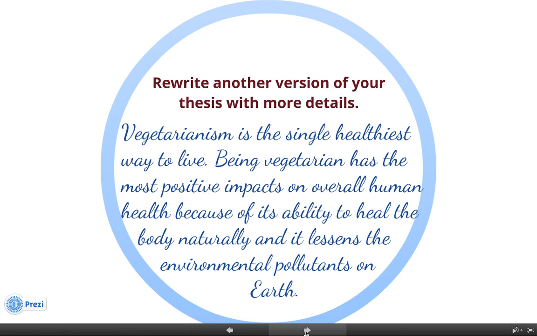Remember, your thesis is the focal point and the driving force behind your entire essay. So you really want to get this right before you start writing the body of your essay.